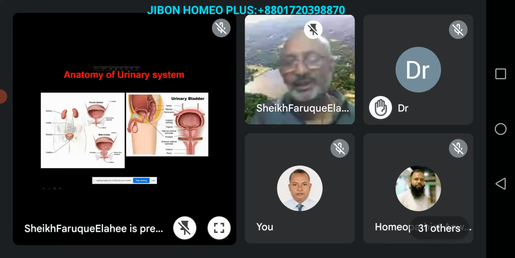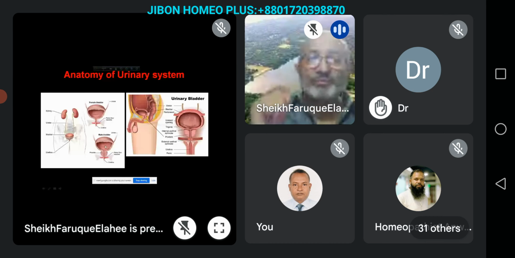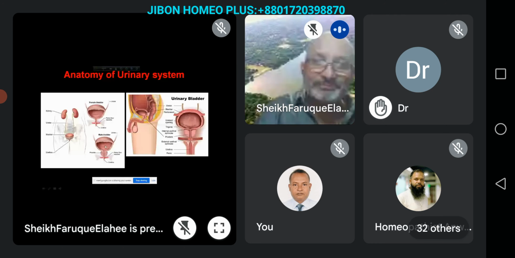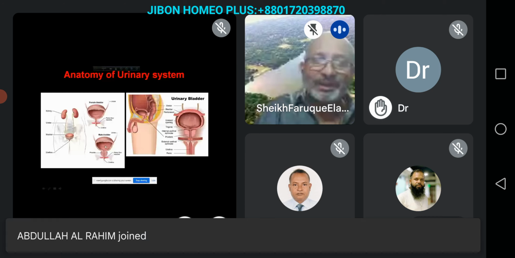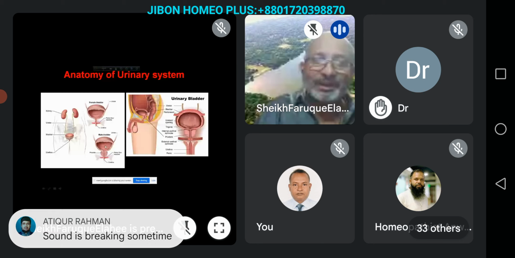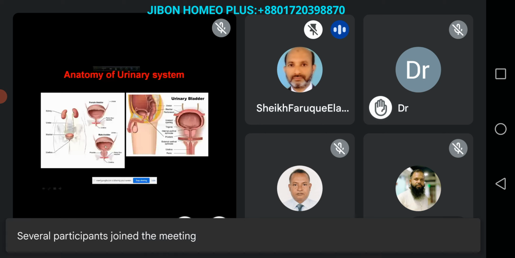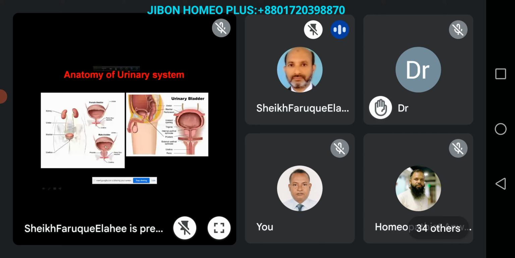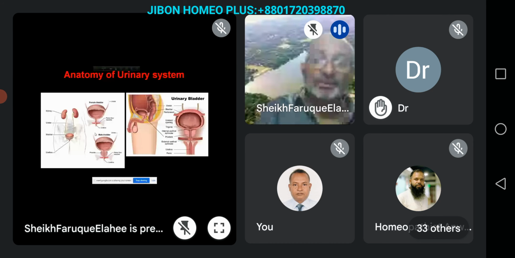So there is one problem. What is the problem? You can understand. The female urethra remains with the colibacteria. This is called colibacteria.